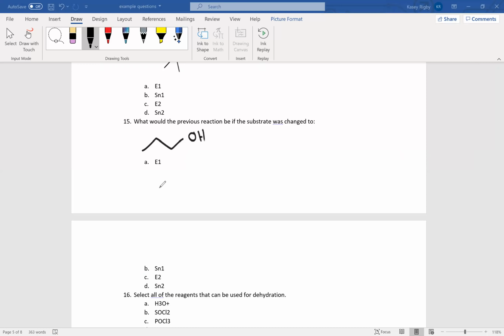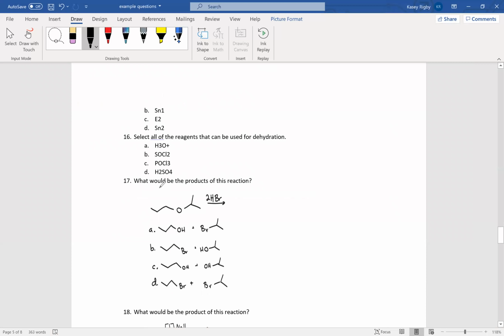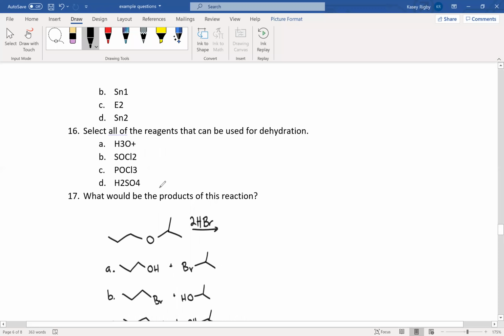So select all the reagents that can be used for dehydration. This is if you guys took microbiology with Dr. Ambivero, she had a lot of select all that apply questions, which were brutal, which inspired me to write this question.